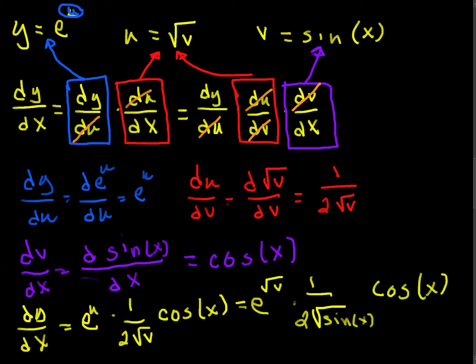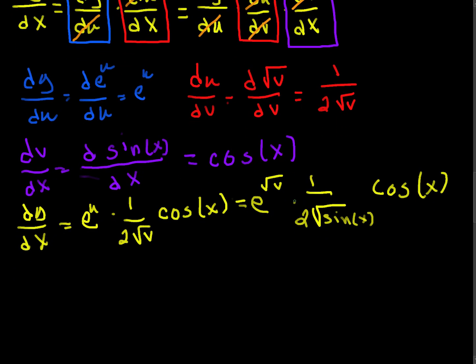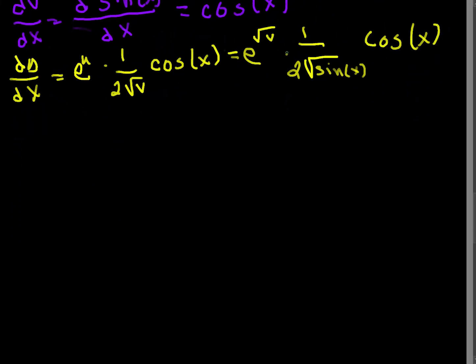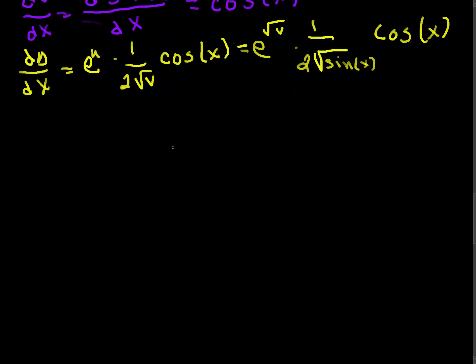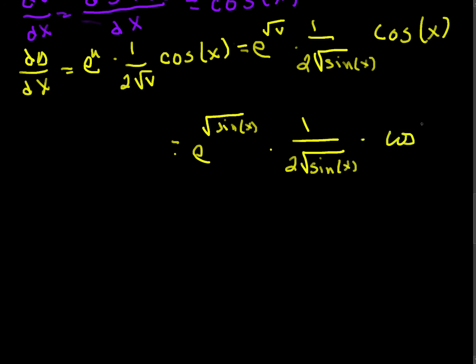And we're almost there. We still have this pesky v sitting around, so the final answer would be this is equal to e to the square root of sine of x, because recall that's what v is, times 1 over 2 the square root of sine of x times cosine of x. And that would be our final answer.